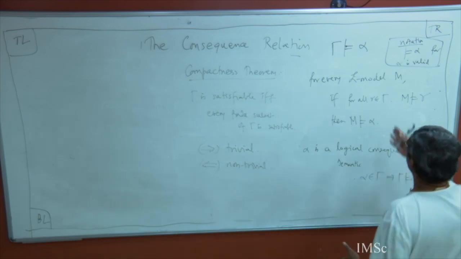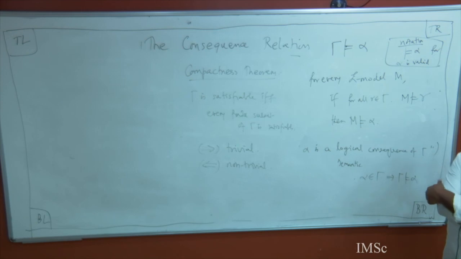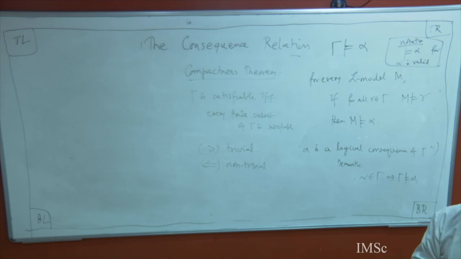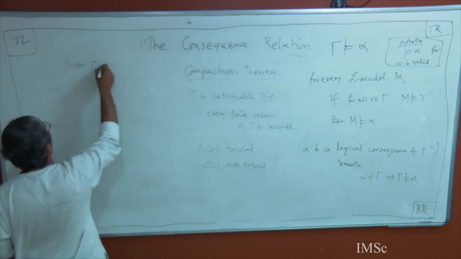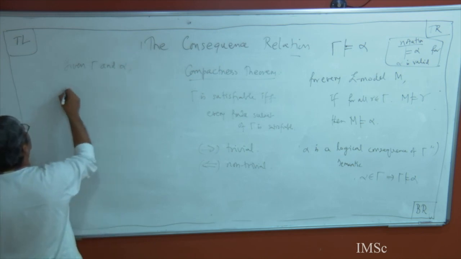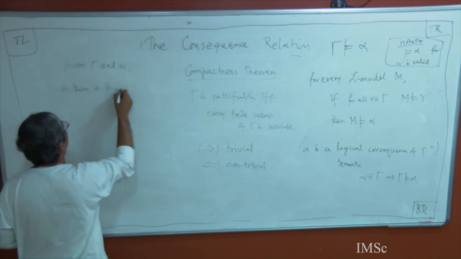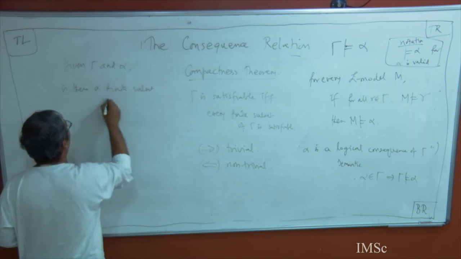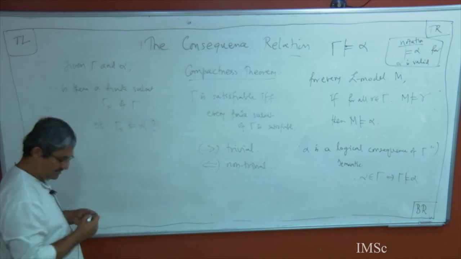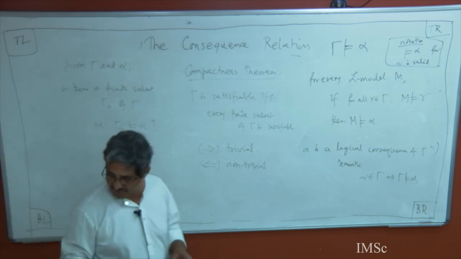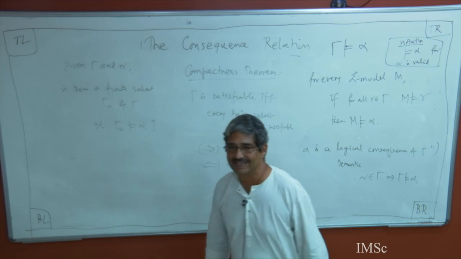I said, given gamma and alpha, I want to check whether alpha is a consequence of gamma. Now, if gamma was finite, of course I can bring it down to validity. So it makes sense to ask, given gamma and alpha, is there a finite subset gamma 0 of gamma such that alpha is a consequence of gamma 0? And this is a very reasonable question to ask.